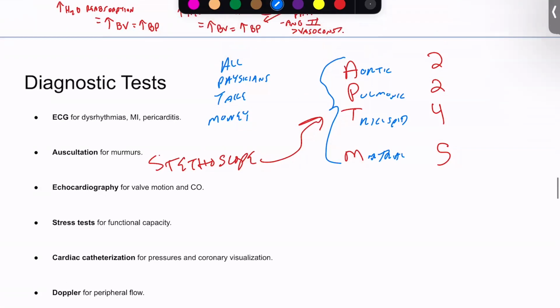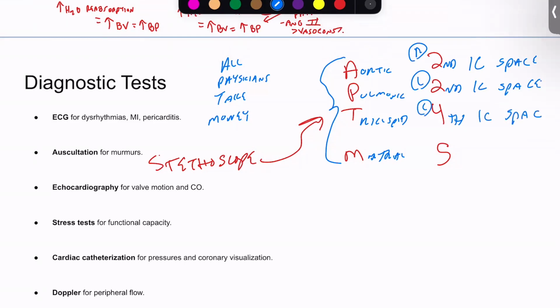So at the right second intercostal space, you'll be able to hear your aortic valve. Then at the left second intercostal space, you can hear the pulmonic valve. At the left fourth intercostal space, you can hear your tricuspid valve. And lastly, at our left fifth intercostal space, we can hear our mitral valve.